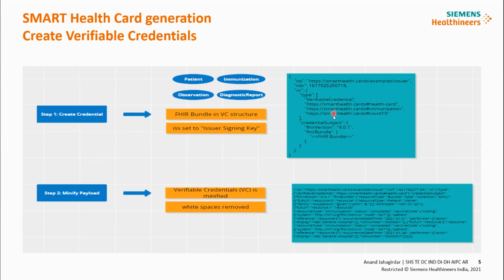This is a kind of terms and conditions. So it basically tells you that this is a health card which contains COVID-19 immunization details. All these details you put in a structure, and this is your verifiable credential. It has ISS, which provides the details about the issuer, so you put the issuer details here. First step, you create this credential with all this FHIR information.